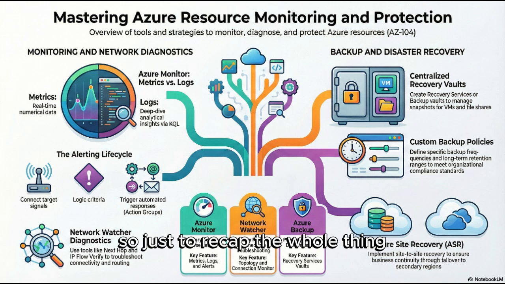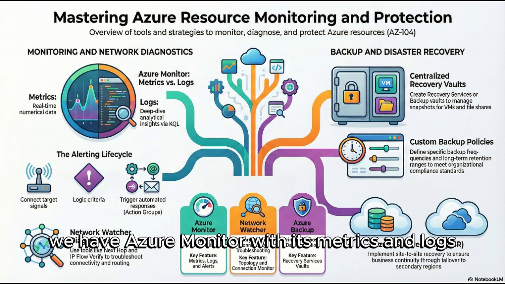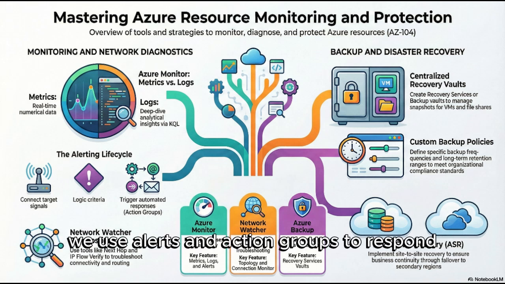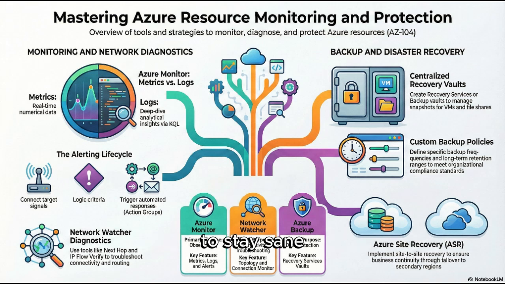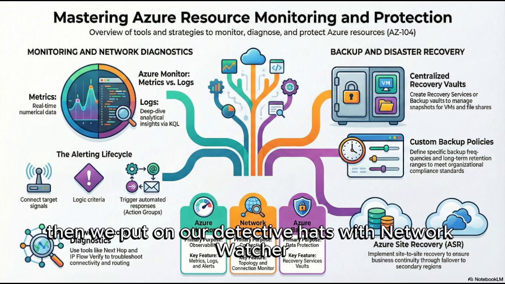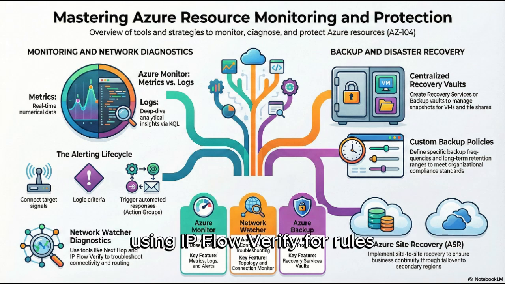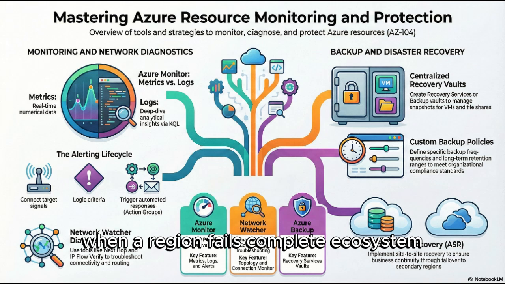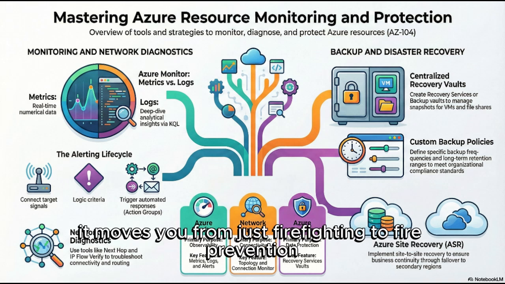So just to recap the whole thing, we have Azure Monitor with its metrics and logs to see what's happening. We use alerts and action groups to respond, and alert processing rules to stay sane. Then we put on our detective hats with Network Watcher, using IP Flow Verify for rules and Next Hop for routes. And finally, our safety net. Azure Backup, remembering the two vault types and soft delete to save our data. And Azure Site Recovery to save the whole business when a region fails. It's a complete ecosystem. Wow. It moves you from just firefighting to fire prevention.